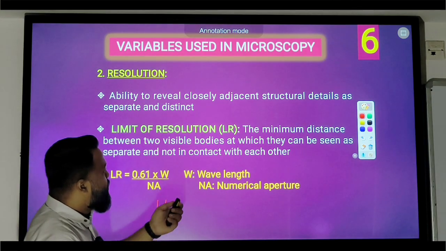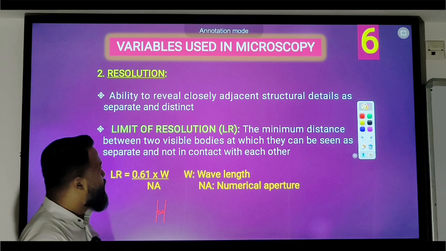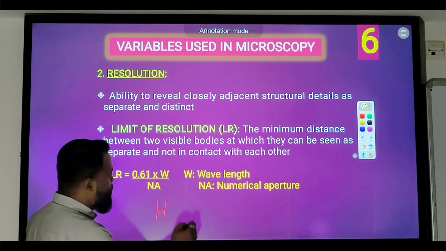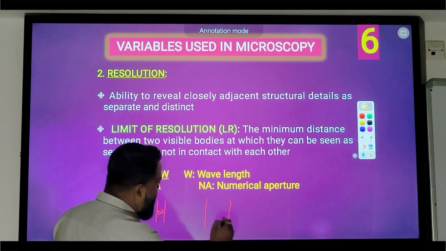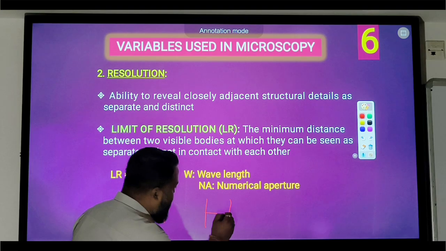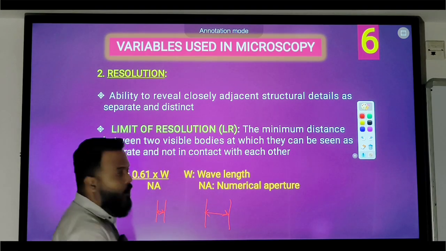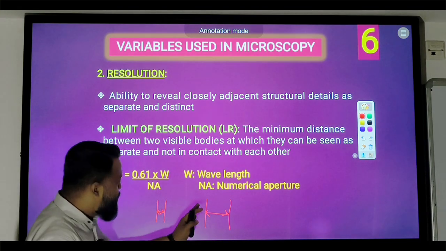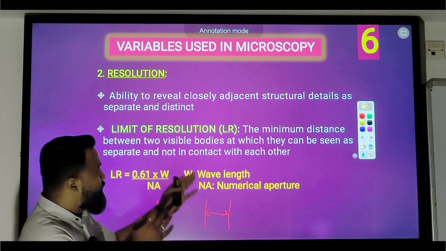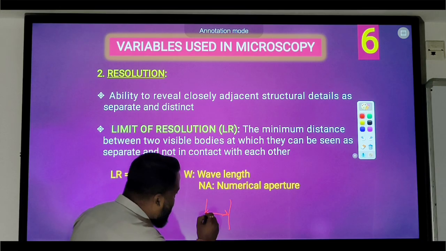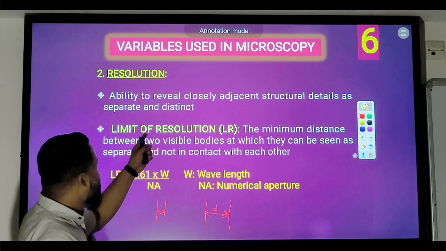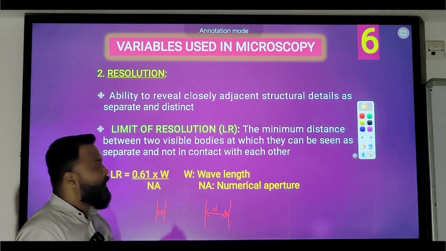Limit of resolution is the minimum distance between two visible bodies at which they can be seen as separate and not in contact with each other. So just now I have told you about two different objects, right? If these are two different objects, then the limit of resolution will be the distance between these two objects. As we have seen these two objects to be separate as well as distinct from each other, if you calculate the distance between these two objects, that will be your limit of resolution.